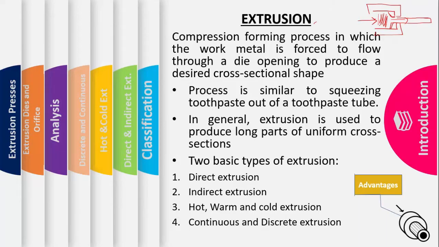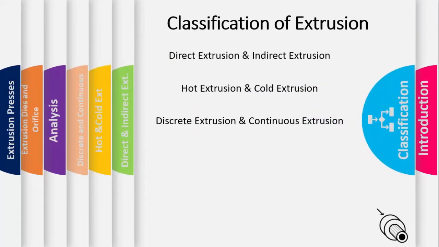If we check out the classification, the extrusion process can be classified based on three parameters. The first one is direct and indirect extrusion. The second one, as for all of the bulk deformation processes, is based on temperature, that is hot extrusion and cold extrusion. The third one is discrete extrusion and continuous extrusion.